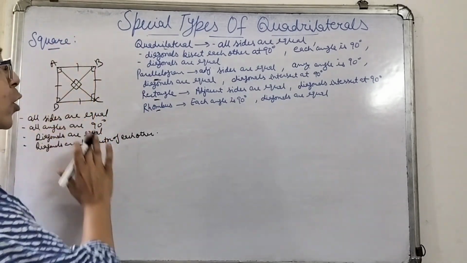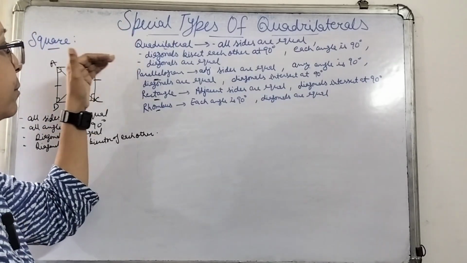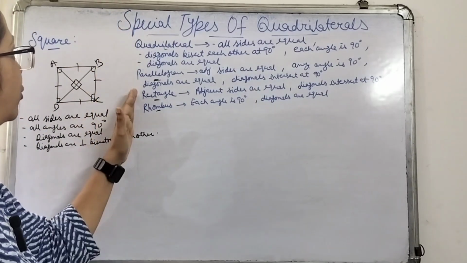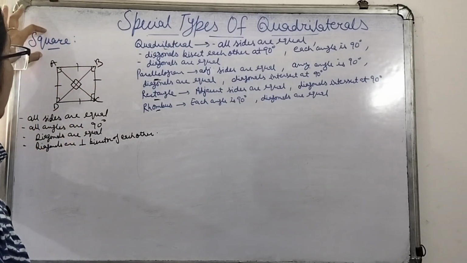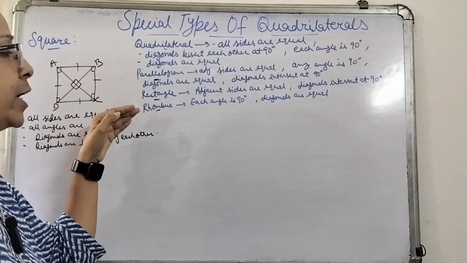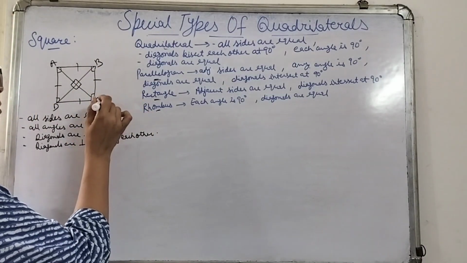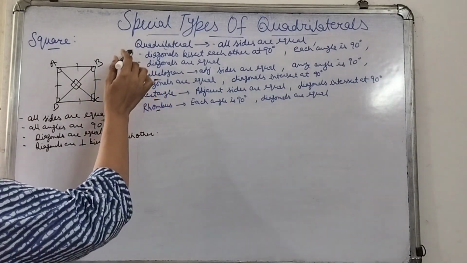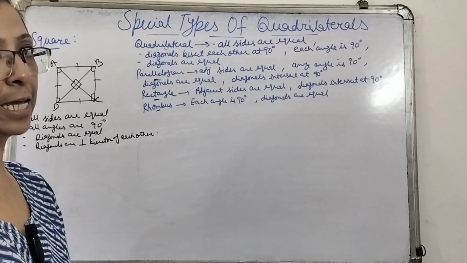So a square follows all the properties of a quadrilateral, parallelogram, rectangle and rhombus. So we can say that a square is a quadrilateral also, a parallelogram also, a rectangle also, and a rhombus also. Although it is not compulsory that a rhombus will be a square, or a rectangle, parallelogram or quadrilateral will be a square. It is not compulsory, it can be.